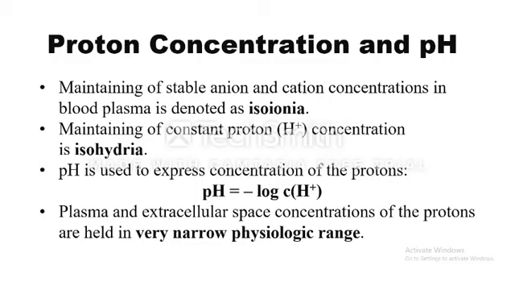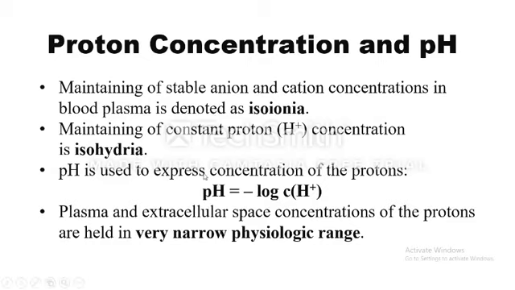Maintaining stable anion and cation concentration in blood plasma is denoted as isoionia. As we already discussed in my previous lecture, our body fluids contain both anions and cations, so their stable concentrations in the blood plasma is denoted as isoionia. Maintaining constant proton ion concentration is isohydria.